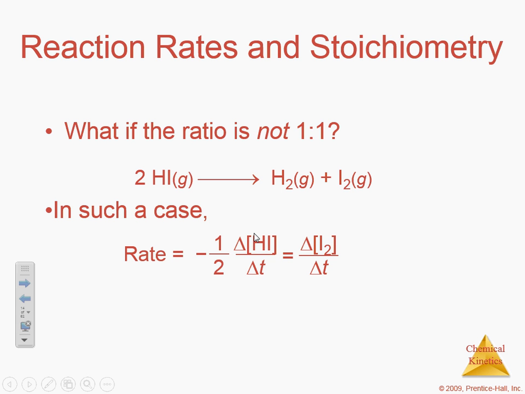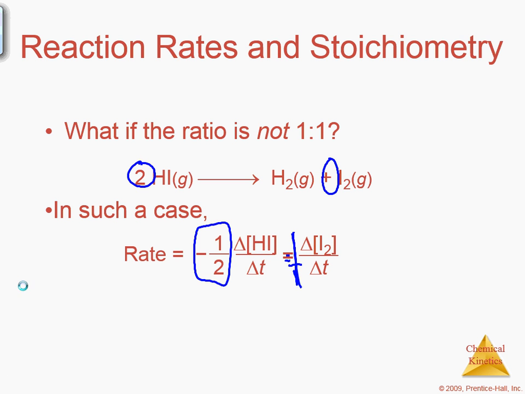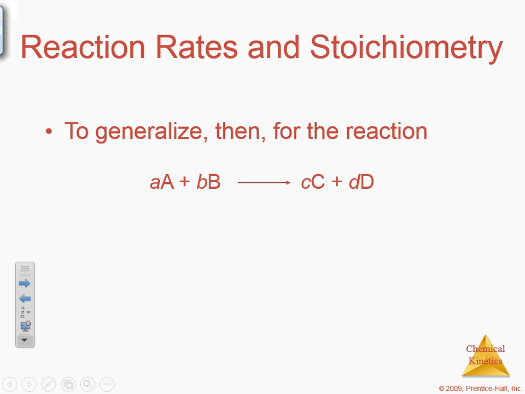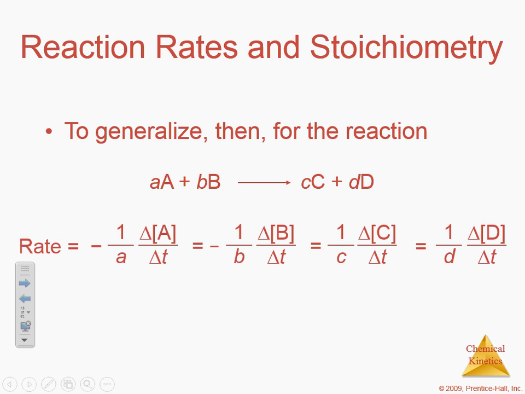If you see this, HI has a 2 out in front here. So we're going to take 1 over the coefficient, so we have 1/2 times our change in concentration over time is equal to that of I2. Well, there's no number out in front of I2, so this is really 1 over 1, or just the concentration over time. Now, if we take this and break it down a little further, to generalize, if we have little a plus little b, all the little letters here are our coefficients. Our big letters are our concentrations or our solutions or our compounds that are reacting.